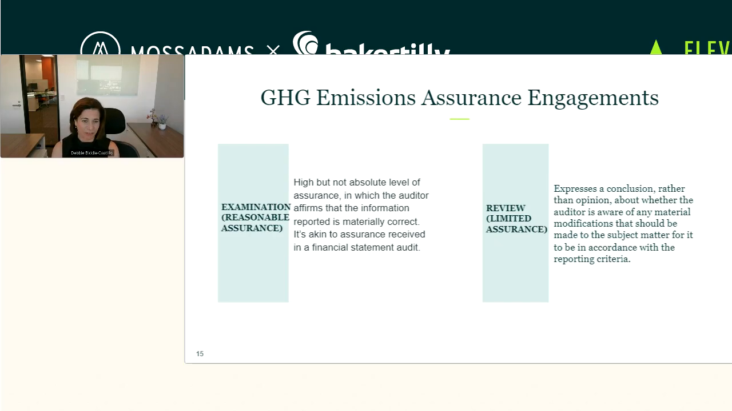Now, reasonable assurance, I will just quickly mention because it comes in 2030. It is a higher level of assurance, so it's higher but not absolute, and they are then needing to affirm the information reported is materially correct. So it's more similar to a financial statement audit. It is very likely under reasonable assurance that internal controls will be part of that assessment. So not necessarily needed from an assurance perspective in year one, but something for you all to bear in mind as you're building out your reporting processes.